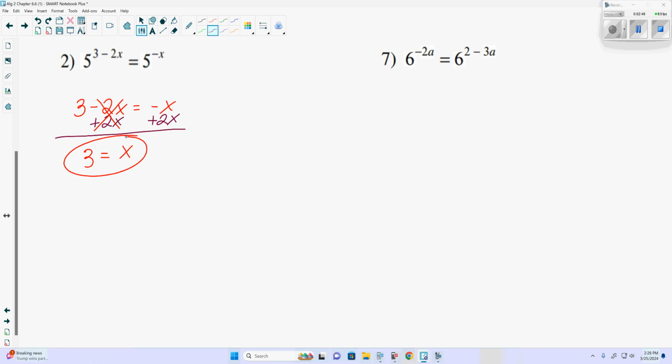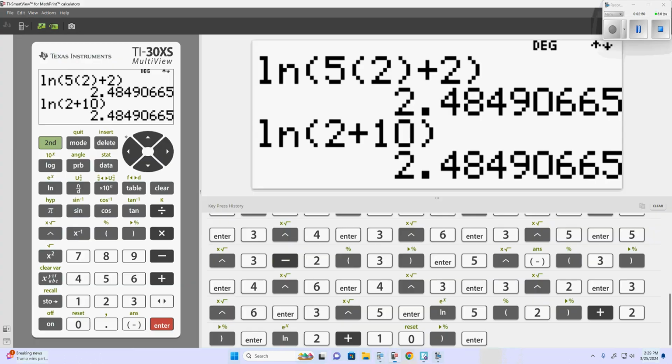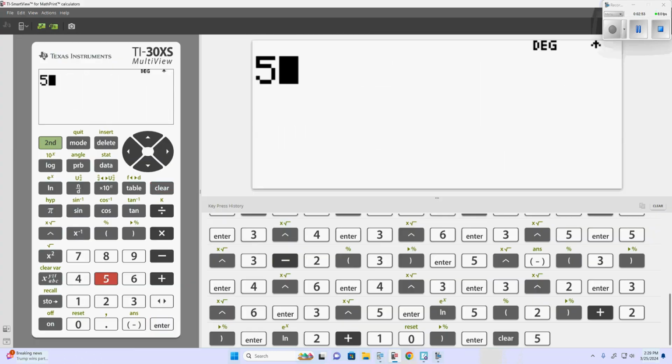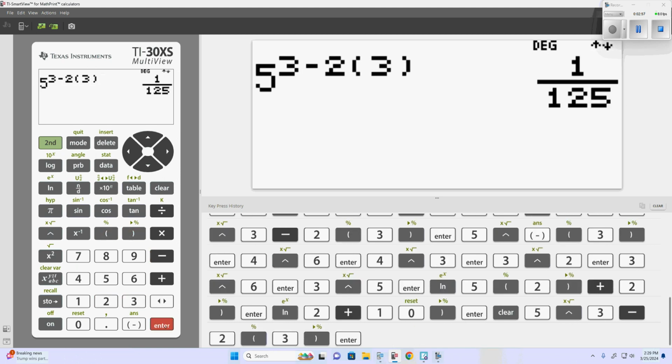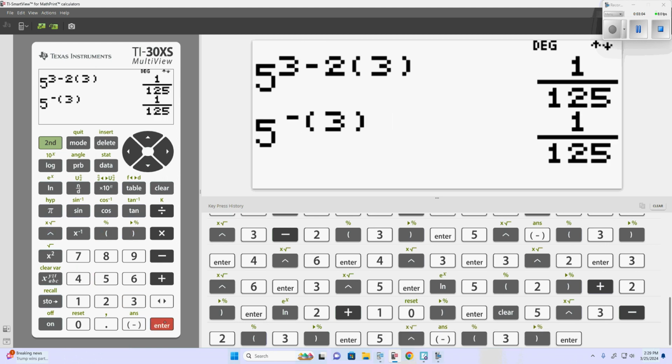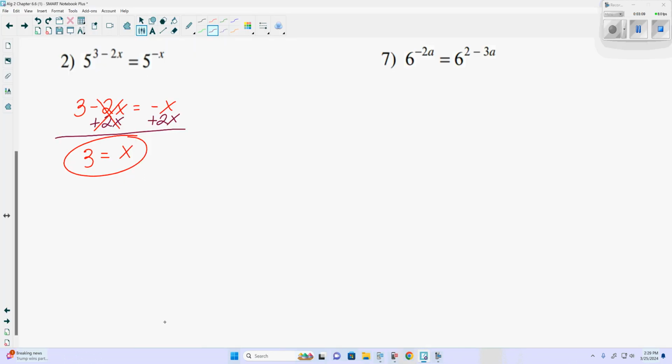That's it. Because we can check and make sure, because we can plug it into the calculator. 5 to the 3 minus 2 times 3 gives us 1 over 125, and 5 to the negative 3 is also 1 over 125. So the value of x is indeed equal to 3. And that's it. Now the first few of these here work out kind of nicely, but this process still holds true.